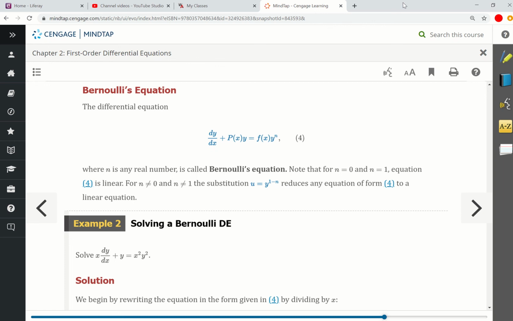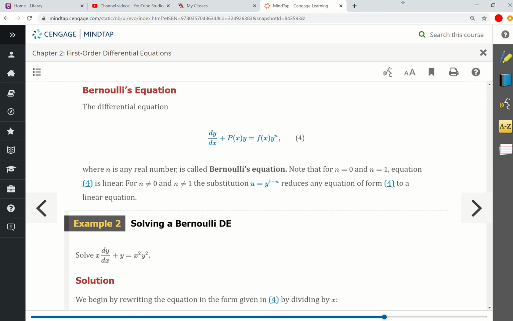We'll now take a look at another example of solving an ODE using substitution, and these are going to be Bernoulli's equations. A differential equation of the form dy/dx plus p(x)y equals f(x) times y to some power n, where n is any real number, is called Bernoulli's equation. We've seen variants of this before. For n equals 0 and also n equals 1, the above differential equation would actually be a linear one. It turns out that this can be solved via the substitution u equals y to the 1 minus n, which reduces the equation into a linear equation.